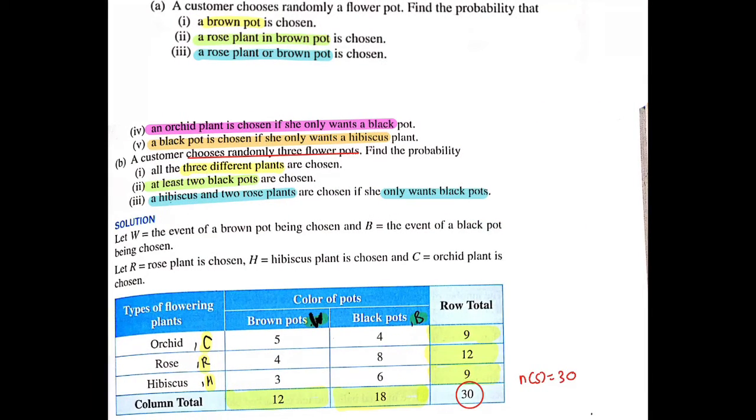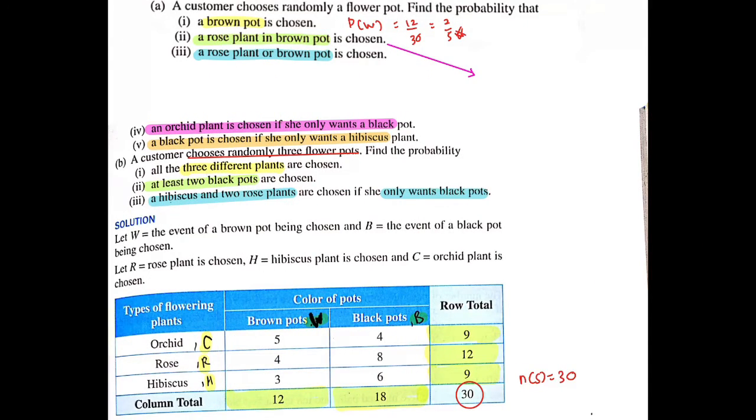Let's see question A, part 1. A customer chooses randomly a flower pot. Find the probability that a brown pot is chosen. You can see here that our brown pot is W, meaning that now we want to find P(W). Okay, so how to find P(W)? Let's look at the total of brown pots. It is 12. So write the numerator as 12, divided by the denominator, which is the number of sample space, 30. Let's simplify. 12 divided by 30 is 2 over 5.